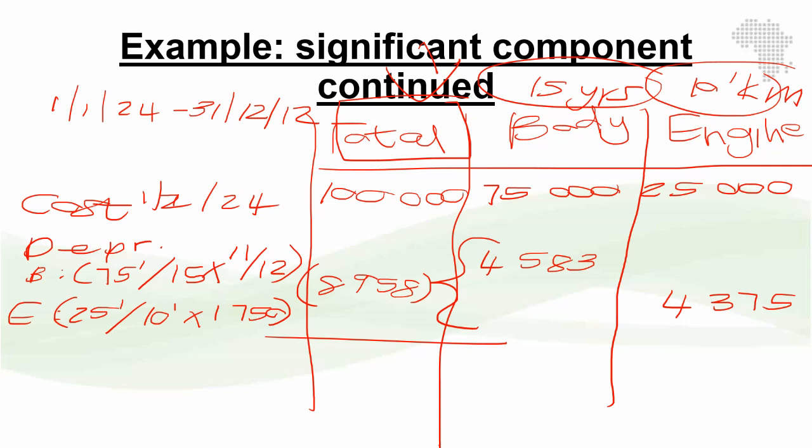So under my vehicles or under my trucks column, I will then have an additions line item, additions 100,000 Rand, and I will have a line item depreciation, and there we will disclose 8,958 Rand. So we will not have a body column with 4,583 Rand and an engine column with 4,375 Rand. We will only have one column for the truck, and that will have a total depreciation of 8,958 Rand.